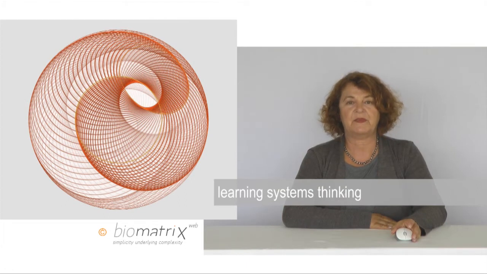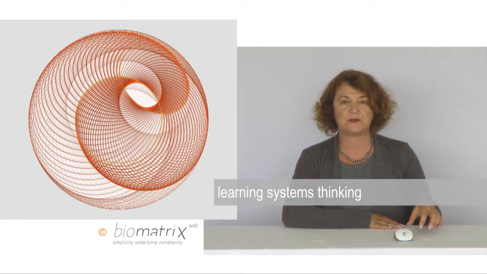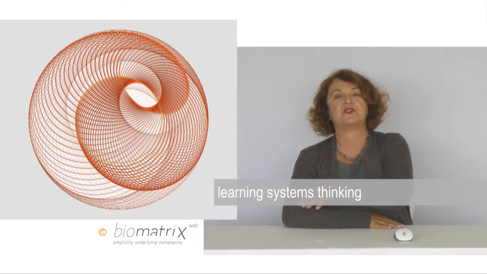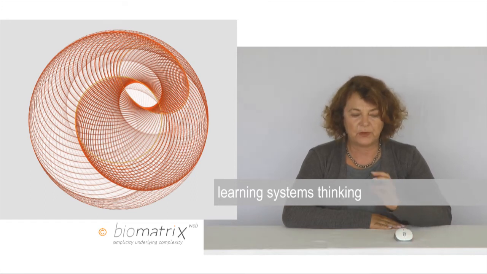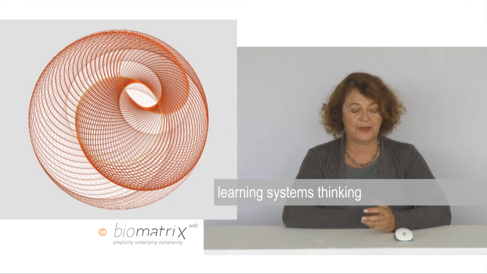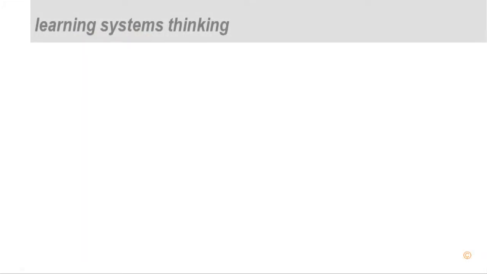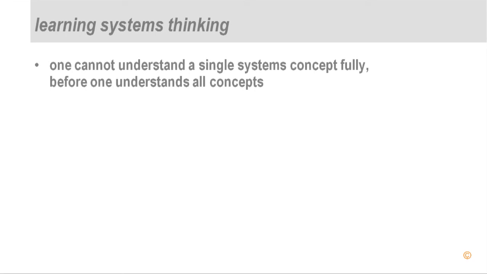I need to say something about how to learn system thinking. It is different than how we acquired knowledge at school. At school, we acquired knowledge in a linear way. We learned a bit, and when we understood that, then the next bit of knowledge built on the first one, and so on. System thinking doesn't work like that, because the body of knowledge is holographically configured, and there is the paradox that one doesn't understand a single systems concept before one understands all of them.